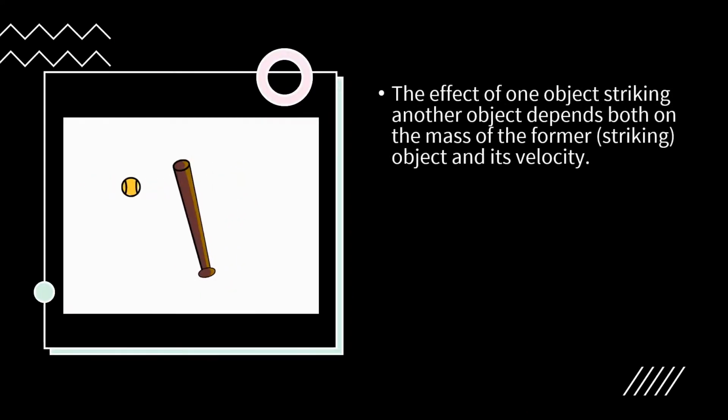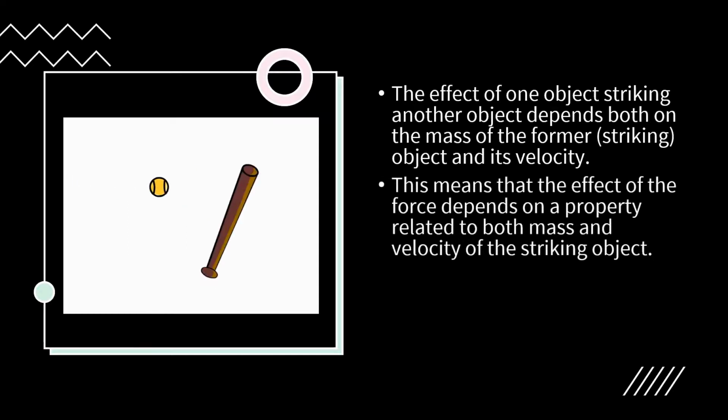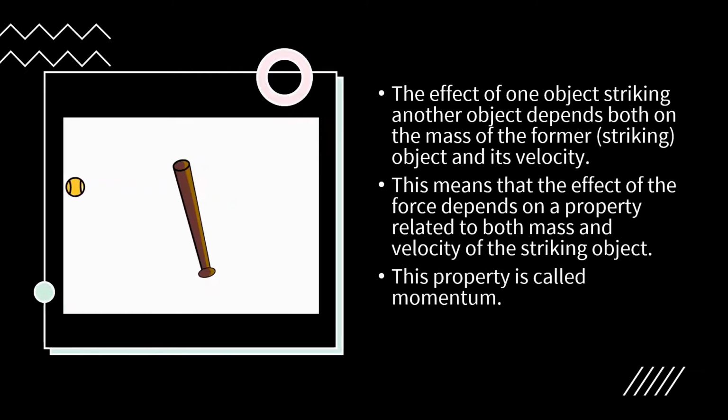Children, the effect of one object striking another object depends both on the mass of the striking object as well as its velocity. We can compare the same with the previous activity, like catching the ball from a height and catching the ball at a different speed. So this means that the effect of the force depends on a property related to what? Both mass and also velocity, here speed. So the effect of the force depends on the mass of an object and the speed of the striking object. And this property is called momentum. I repeat, this property is called momentum.